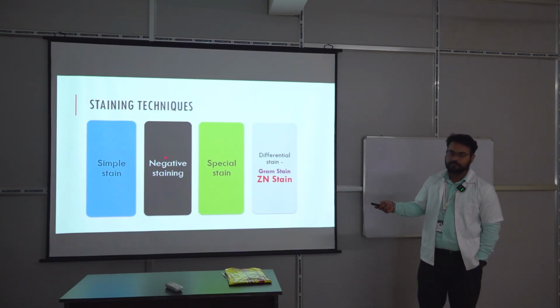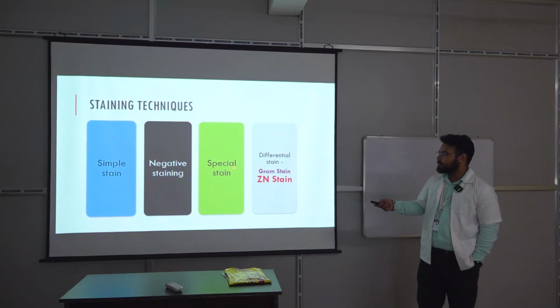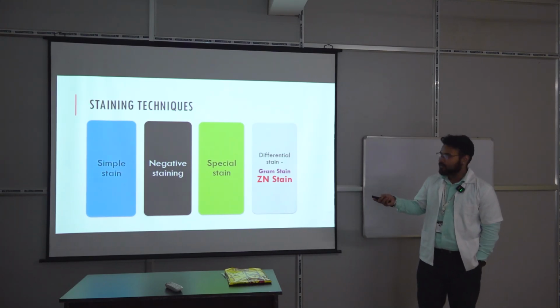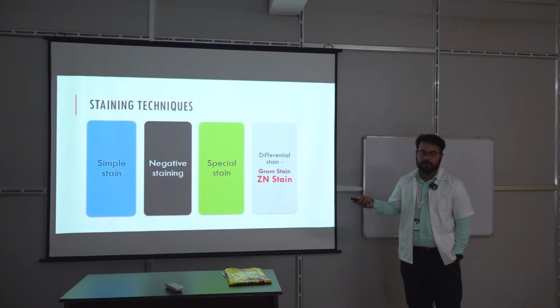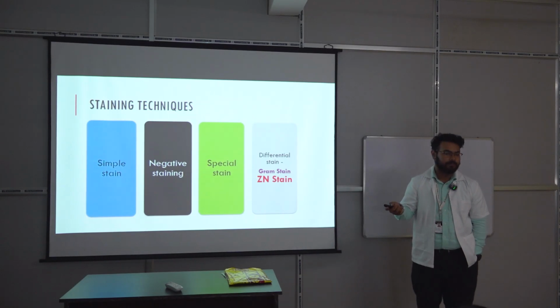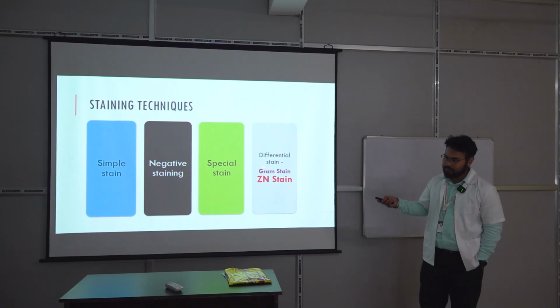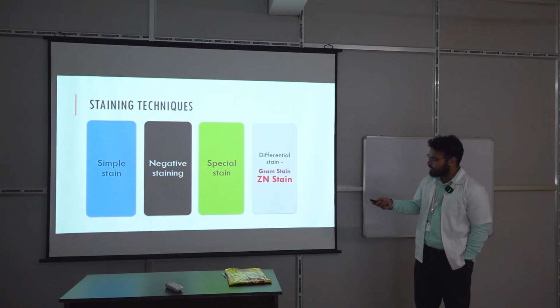Methylene blue. Negative staining, special stain, Gram positive. Albert stain. Gram stain is a differential stain. So special stain was in case of Corynebacterium diphtheriae. Which one? Albert stain. And the differential stain we learnt in our last to last class was Gram staining, and today we'll learn about ZN staining.